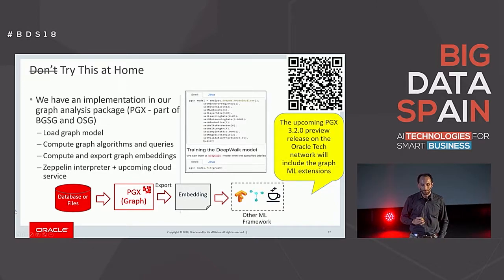And I think the QR code should point to the tech network page for PGX. So this is just for the graph engine. The version that's out there now does not have this feature yet. We are still working to publish it, but pretty soon we should publish 3.2, and you can just download it and for trial purposes, just run it and then see if it works for your use case. That's all I had, thanks.